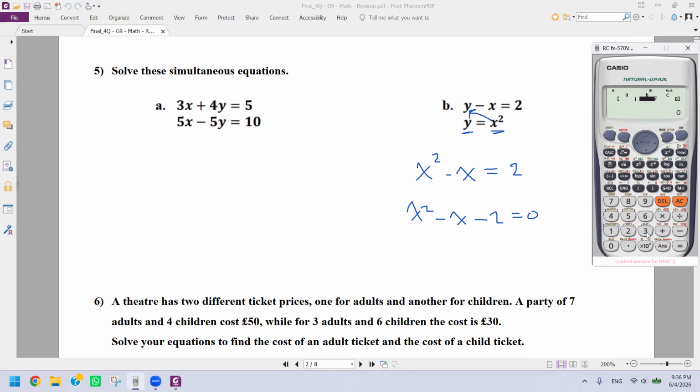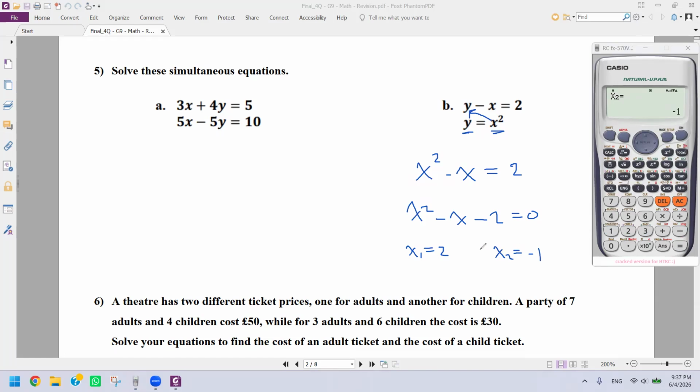We say 1 minus 1 minus 2. So what are the x values? x1 is 2. x2 is minus 1. Is it done? No, we have to find y.